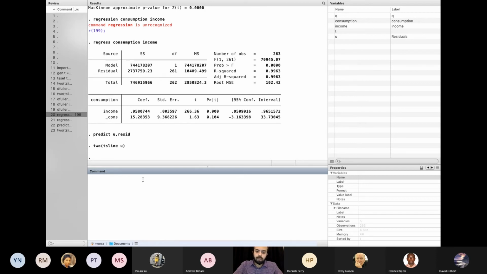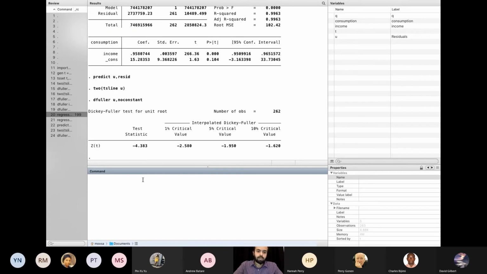we conduct another Dickey-Fuller unit root test, but for the values of our predicted residuals. And since this is the error term, which is always supposed to be averaged around 0, we don't have a constant. We get a t-statistic of -4.